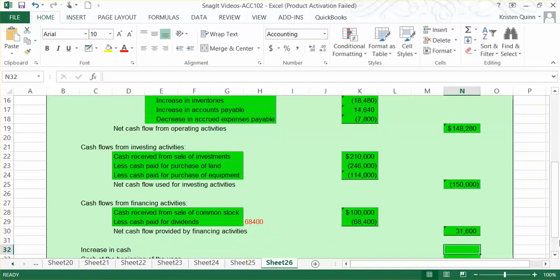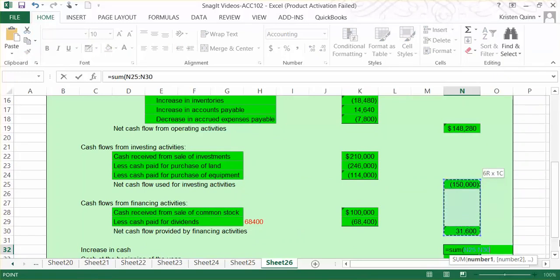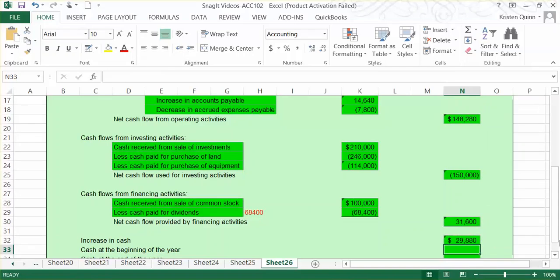We've now completed our 3 sections. So we have our 3 subtotals: our cash flow provided by financing activities, our cash flow used for investing activities, and our cash from operating activities. So overall, we have an increase in cash of $29,880. We need to add that to the cash that we had at the beginning of our year.